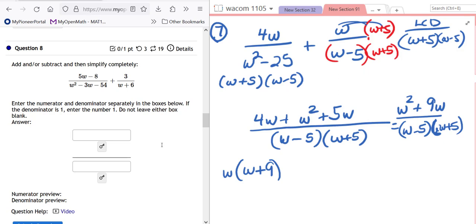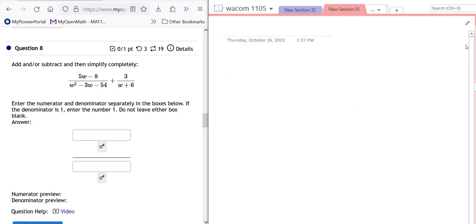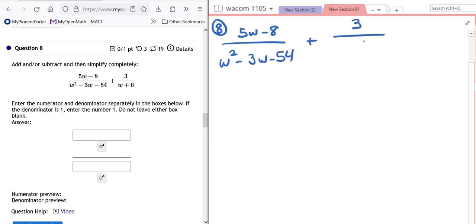All right, let's do one more, and then we'll go back and do that one I skipped that I said is a special case. All right, so we have 5W minus 8 over W squared minus 3W minus 54, plus 3 over W plus 6. Factor your first denominator. Hopefully it gets a W plus 6 in it. All right, so different signs. And we can use 9 and 6. And the 9 will get the sign of the middle.